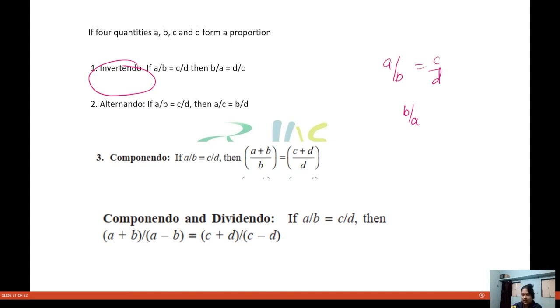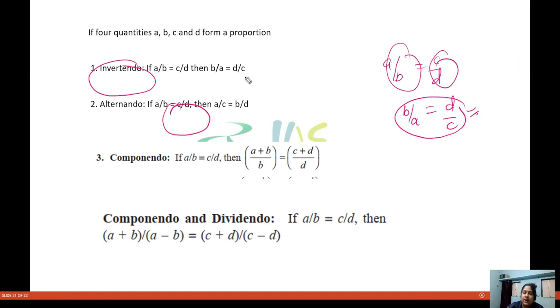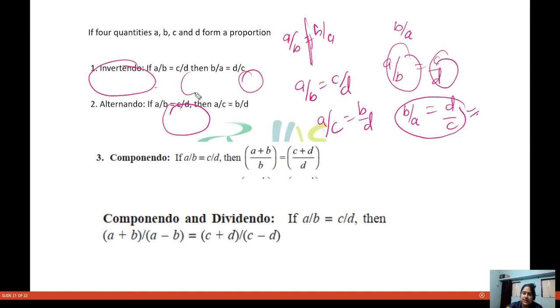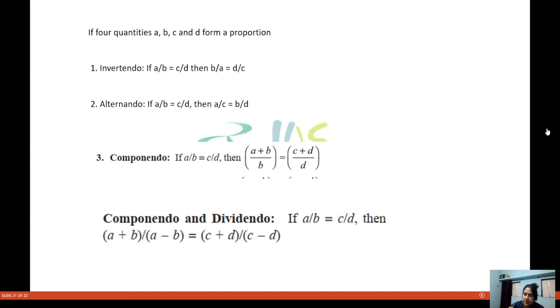That is also true. And what is the meaning of componendo? Componendo means we make a component. किसका component बनाएंगे? A by B is equal to C by D. So what I will do here, I will add B and divide by B, and C plus D divided by D. That is also equal. And what is the meaning of dividendo? Dividendo means A minus B divided by B is equal to C minus D divided by D. That is also fine.